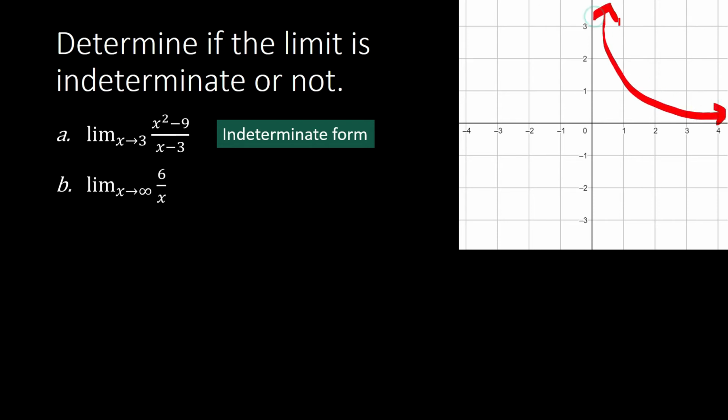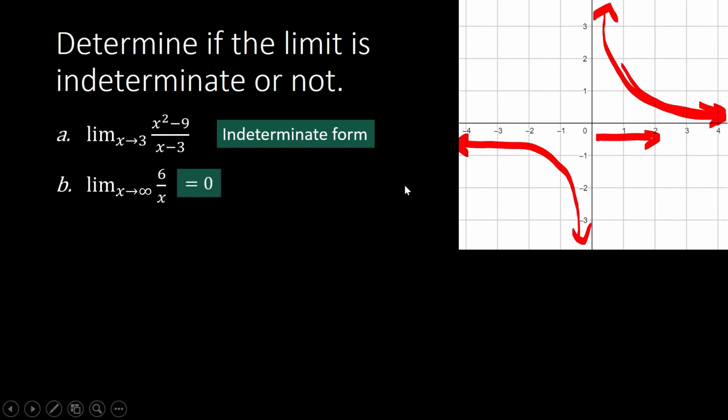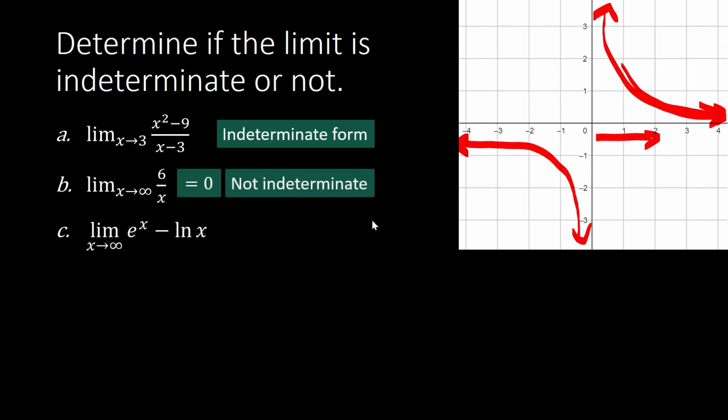This is not the first time you are seeing a function such as 6 over x. Okay, so what is the limit of 6 over x as x approaches infinity? So as x approaches infinity, your function approaches the horizontal axis, and you know that means the limit of 6 over x is equal to 0. And so this one is not an indeterminate form. The limit of this function is equal to 0. Okay? Now, how about this one?